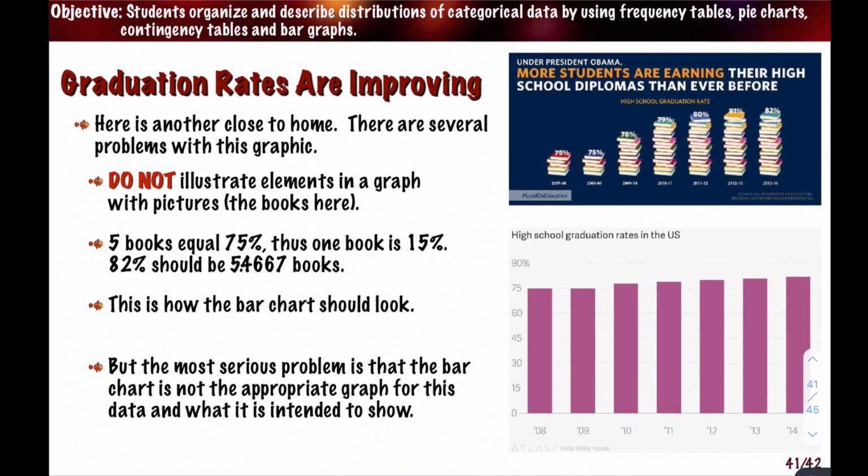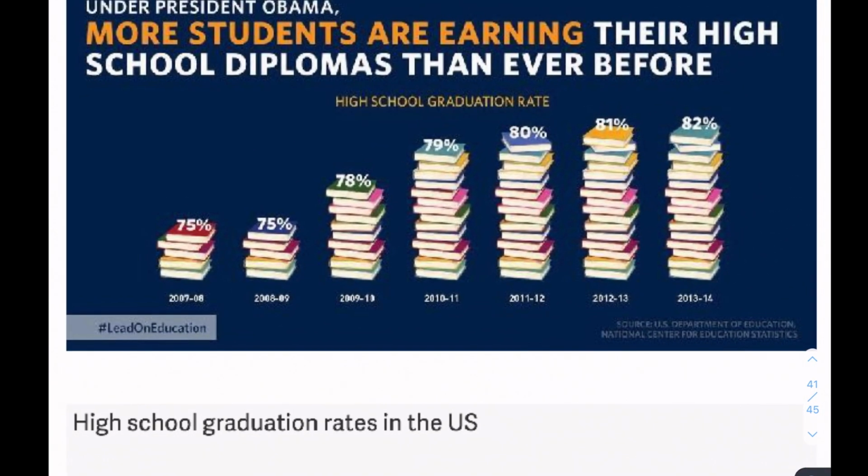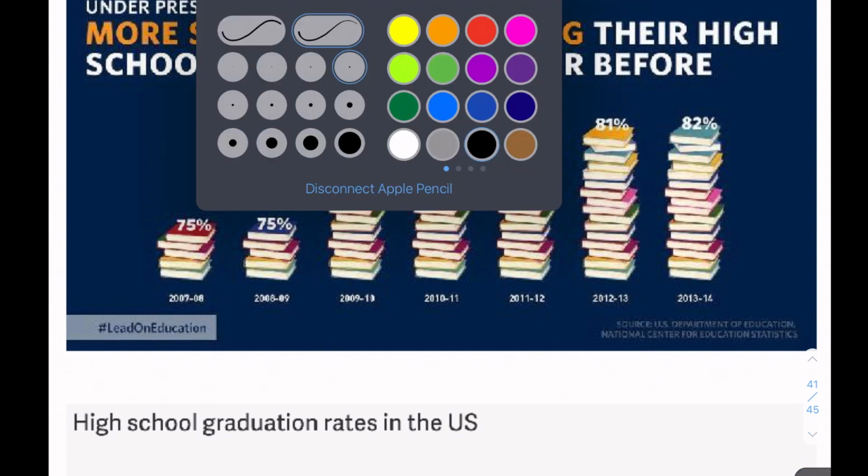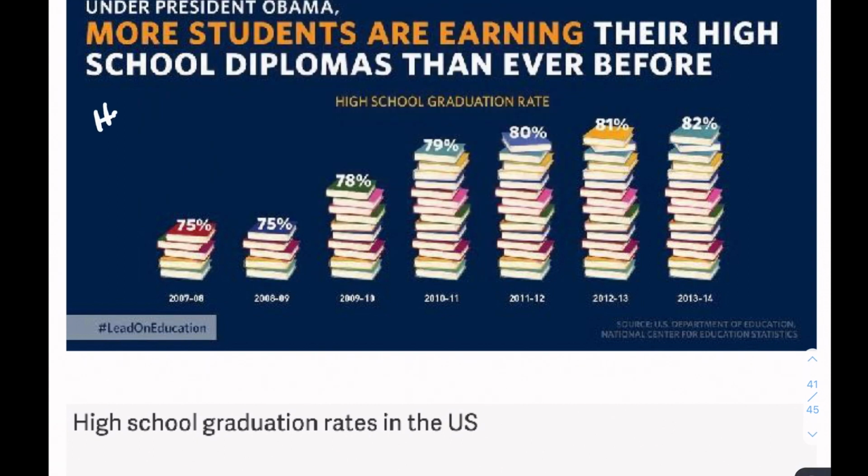Last two, personally, these are my favorites. This came up in a news article. If we're looking at graduation rates, people want to say graduation rates are improving. Just look at this. What is wrong with this chart? Besides that it's trying to be too cute. My question to you is, what does a book represent? How much is a book?